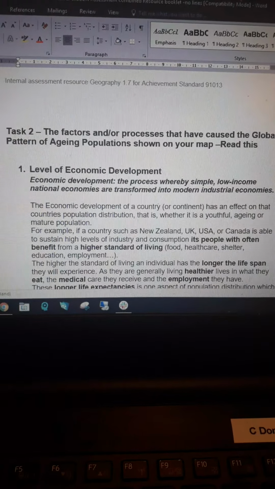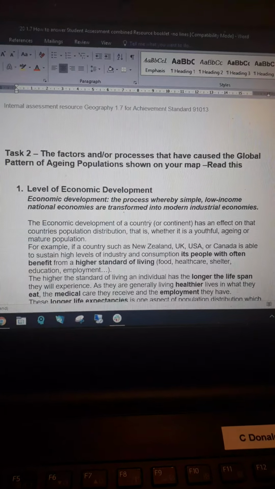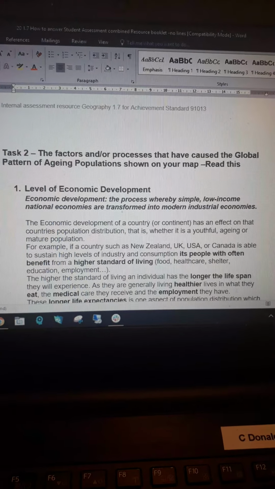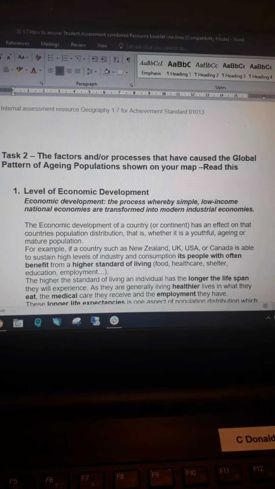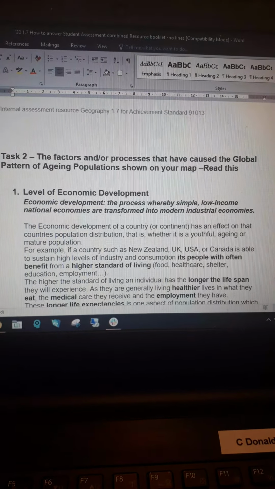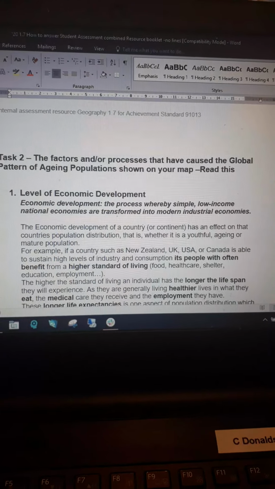Kia ora. Here's a quick video to explain Task 2, the factors and processes that have caused the global pattern of an ageing population. So the first factor or process, we're going to call it a process, is the level of economic development. This week I'm wanting you to write one paragraph about the level of economic development.